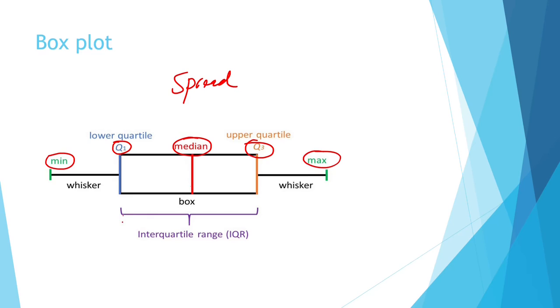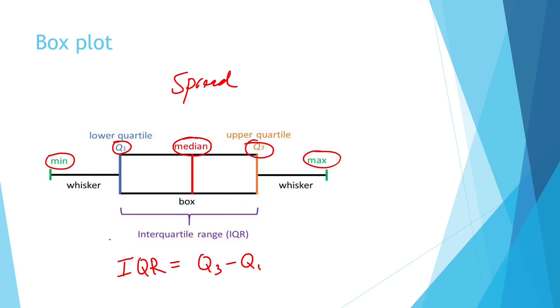We also have the box represents the interquartile range, or IQR. The interquartile range, IQR, is equal to Q3 minus Q1. So to find it, we just need to subtract the third quartile by the first quartile, and that will give us a range for where most of the values are.